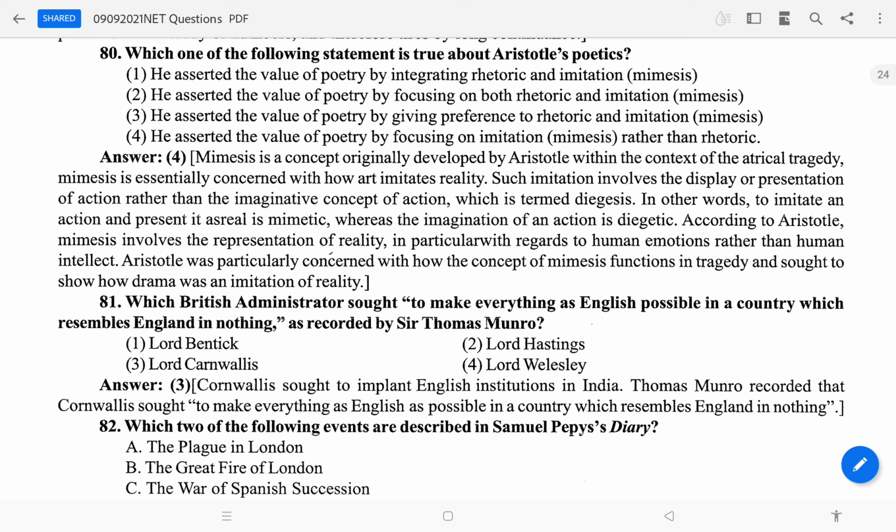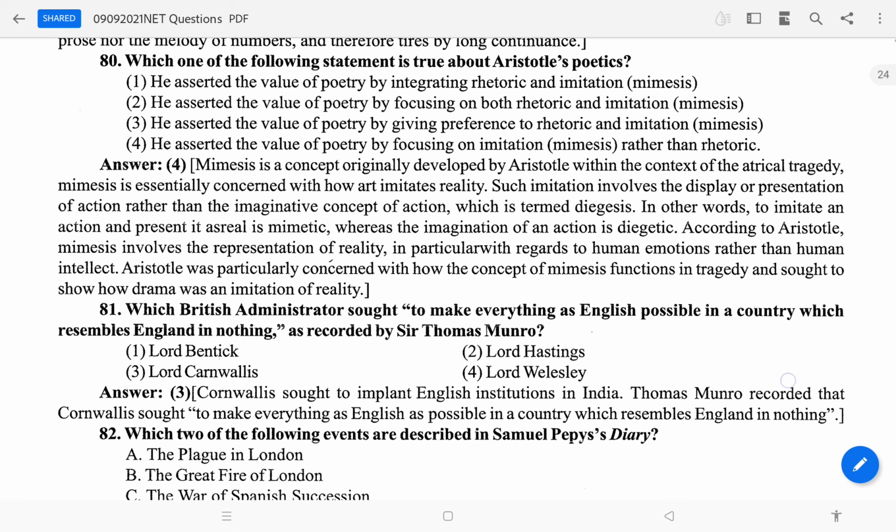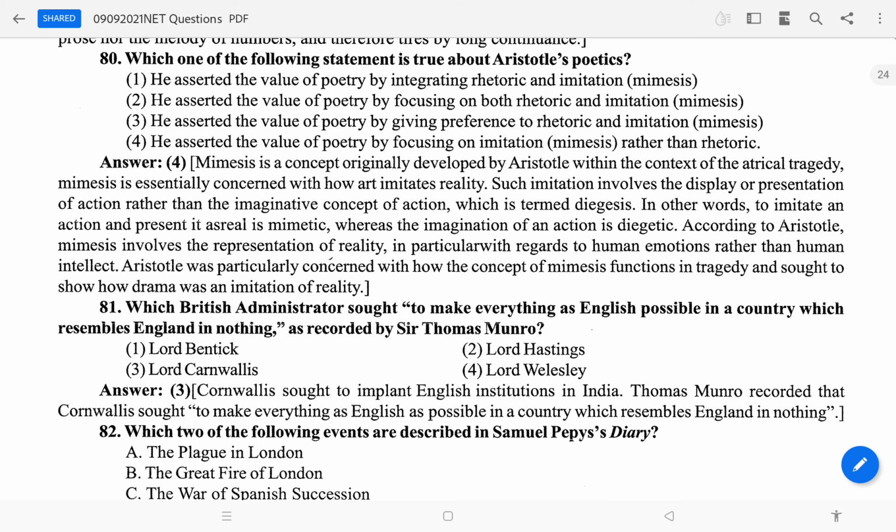Mimesis is a concept originally developed by Aristotle within the context of the art of tragedy. Mimesis is essentially concerned with how art imitates reality. Such imitation involves the display or presentation of action rather than the imaginative concept of action, which is termed diegesis. In other words, to imitate an action, to present it as real, is mimetic, whereas the imagination of an action is diegetic.